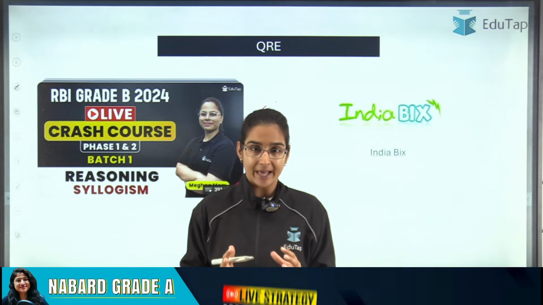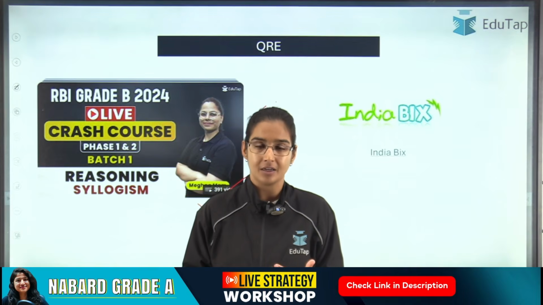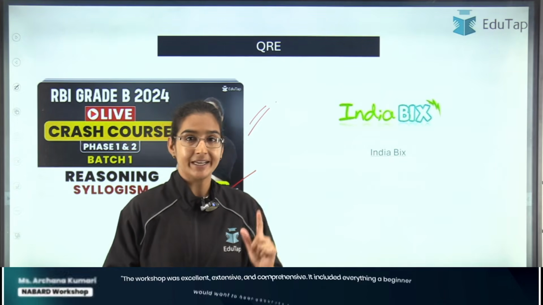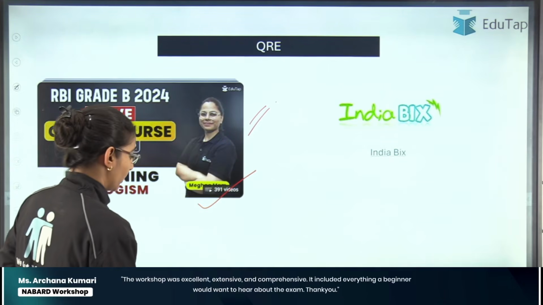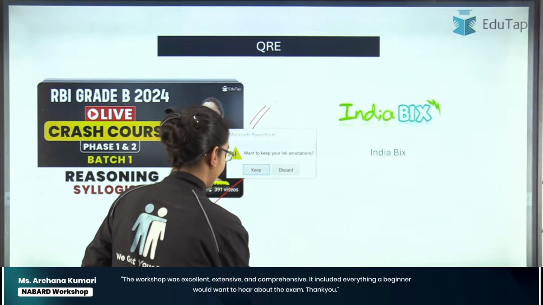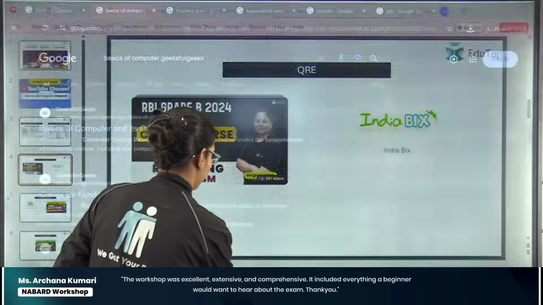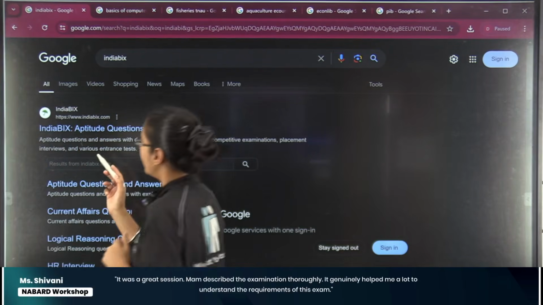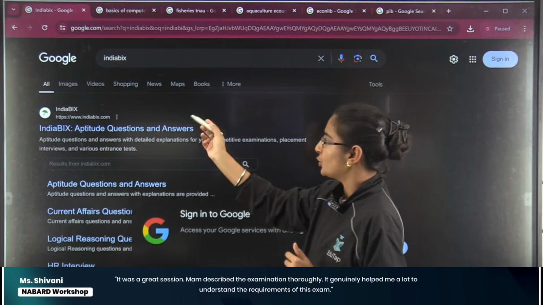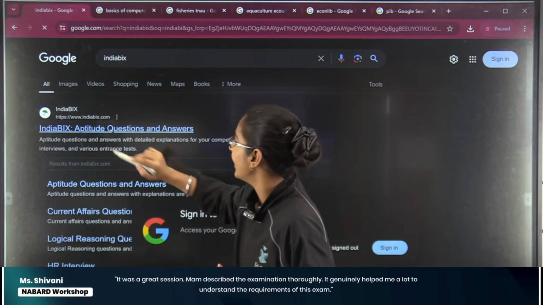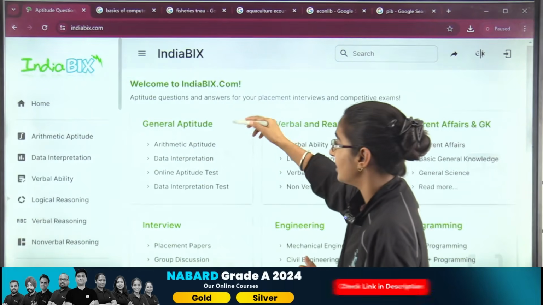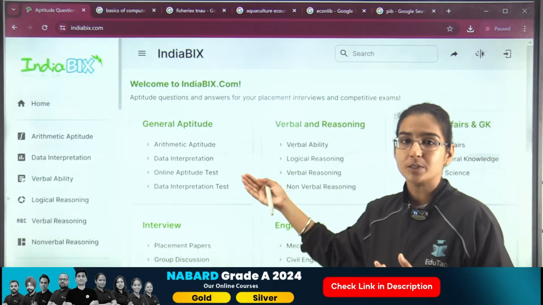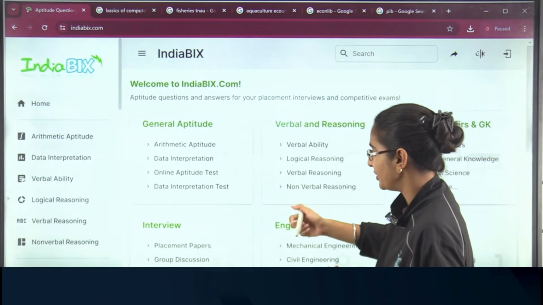After concept clarity, if you want to practice QRE, then you can refer to this website called IndiaBix, right? Let me show you how this website works. Just wait for a second. If you type IndiaBix on Google, a page like this will open. If you click here on aptitude question and answer, you can see that all the different topics which are a part of our syllabus have been mentioned here.